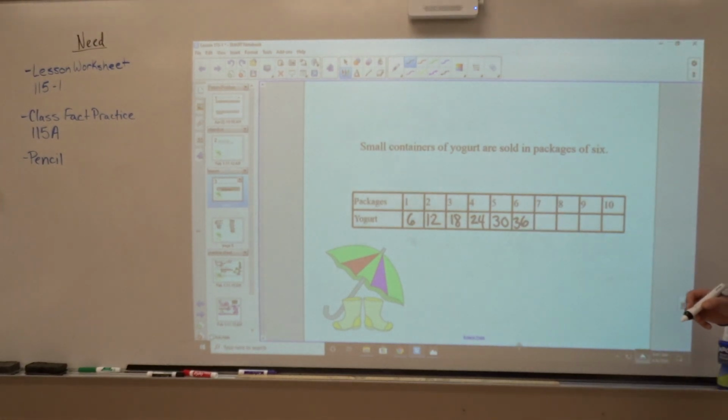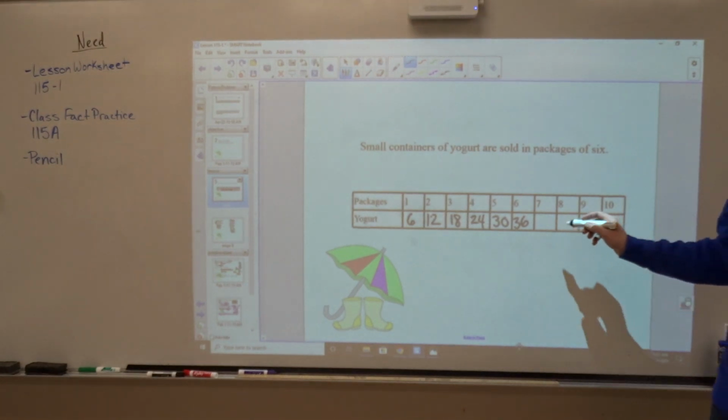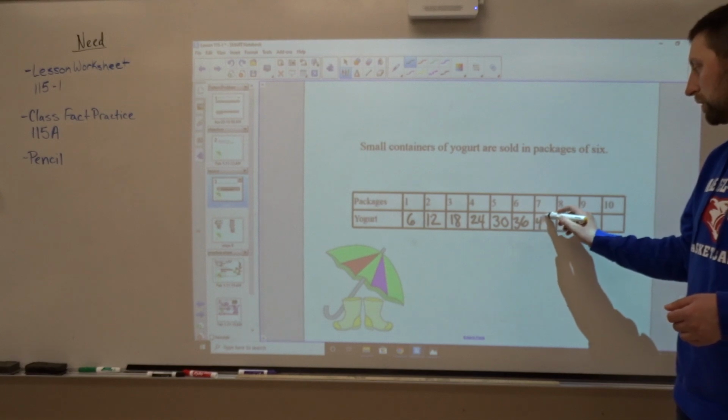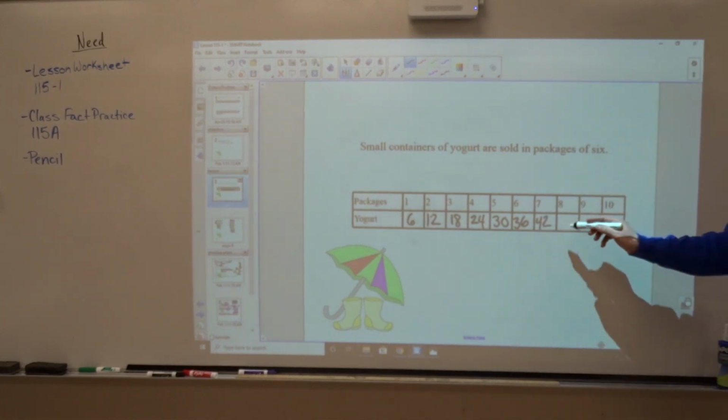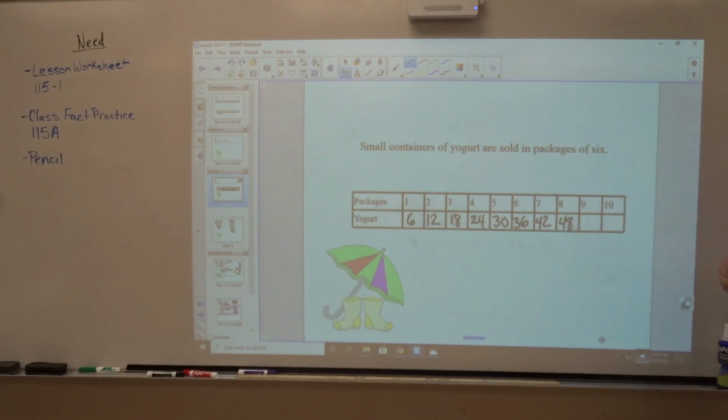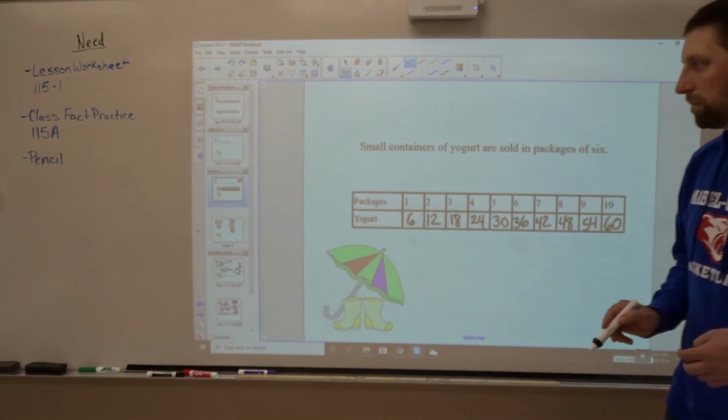36. 7 times 6, so if we bought 7 boxes of yogurt, we would get 42 small containers of yogurt. 8 times 6 is 48, and 9 times 6, that is 54, and 10 times 6 is 60.